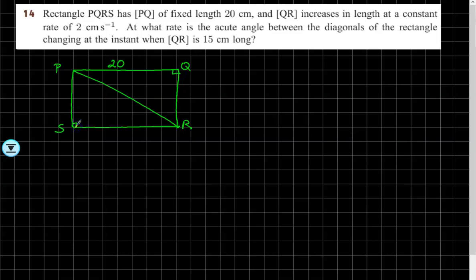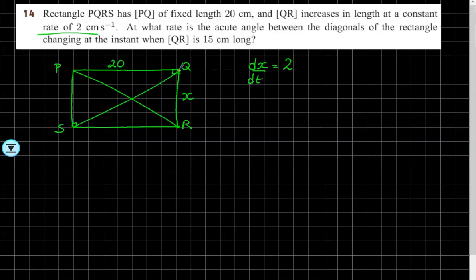And QR increases in length. So again, I'm going to put that as my X. It increases at a rate of 2 centimeters, so dx by dt equals 2. At what rate is the acute angle between the diagonals of the rectangle changing? Why did I draw that diagonal? I'd obviously seen the diagonal in that question. Good Lord.